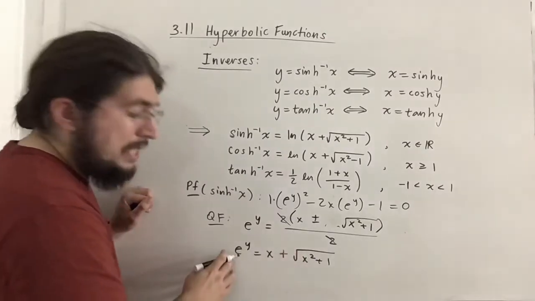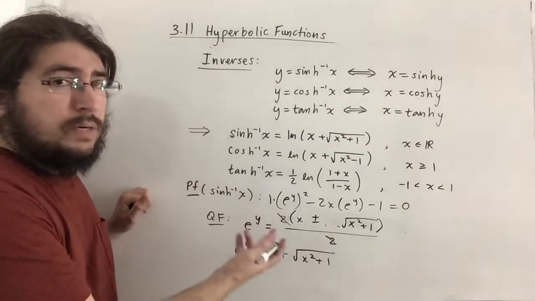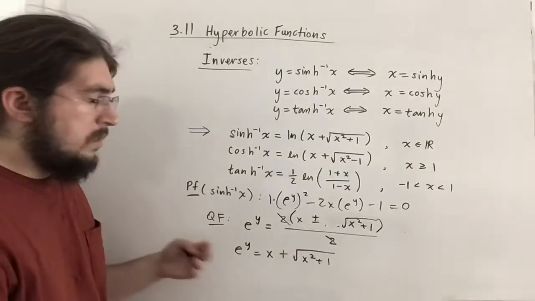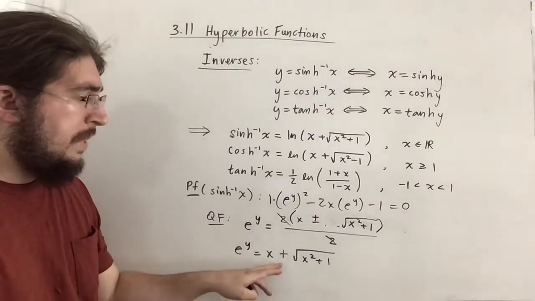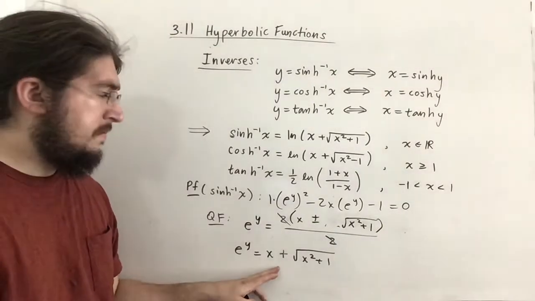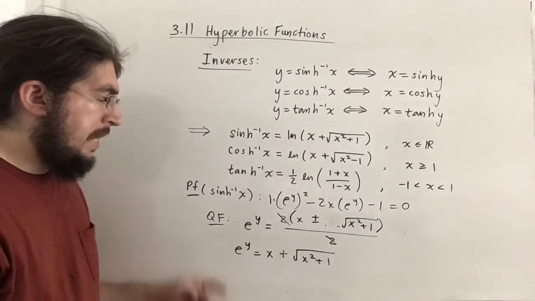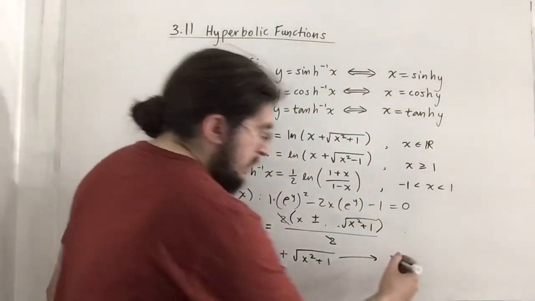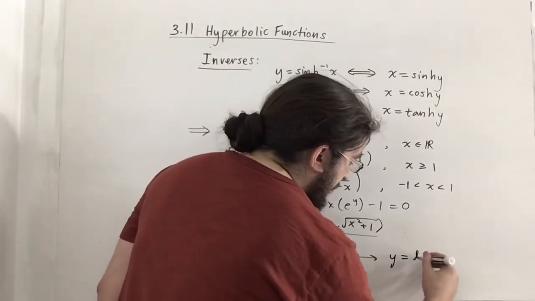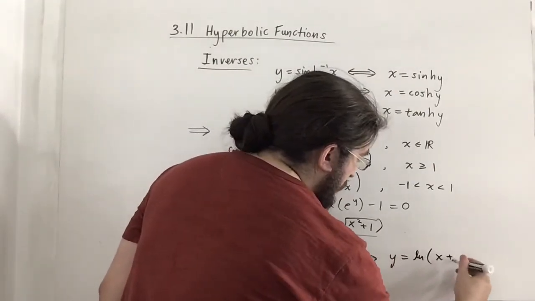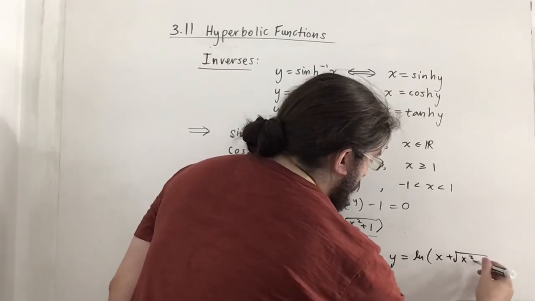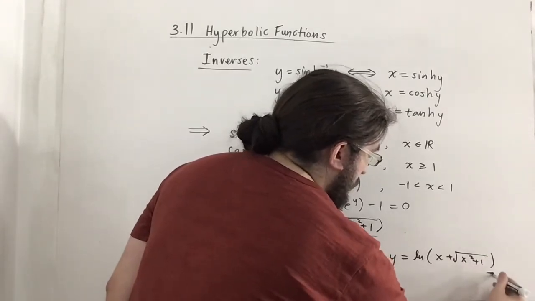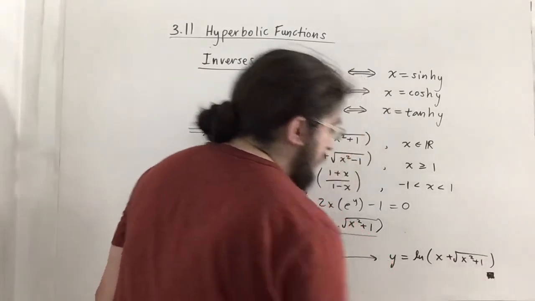But since e is a positive number, e to any power, even a negative power, will result in a positive number. So for that reason, this must be positive, not negative. Hence the positive here. The last and final step is to take ln of both sides, and in doing that, we get y by itself on the left, and ln of what we've accomplished already on the right, which is x plus the square root of x squared plus 1. And that completes the proof of that equation there.